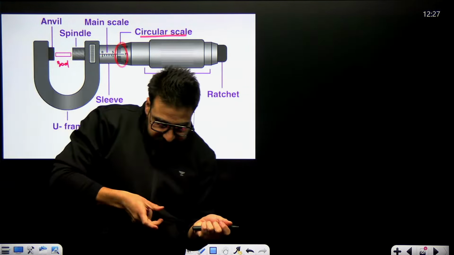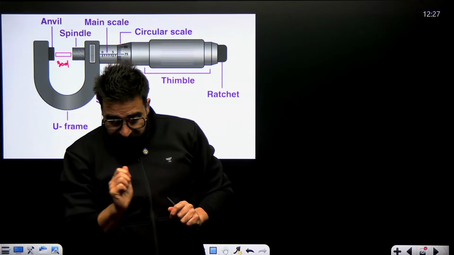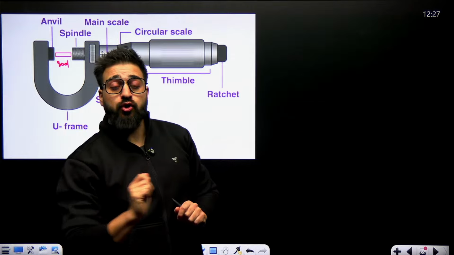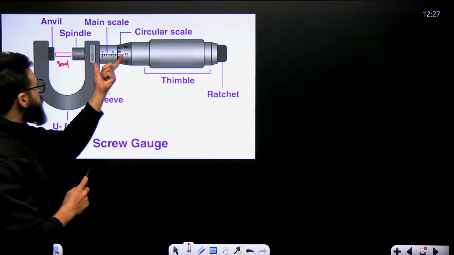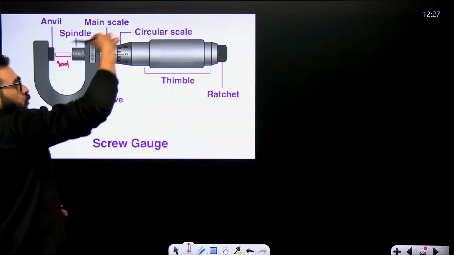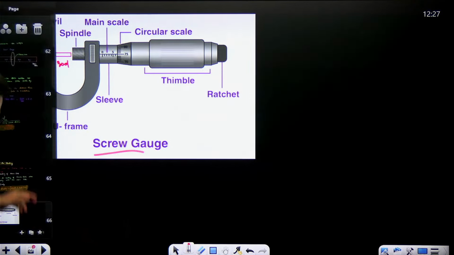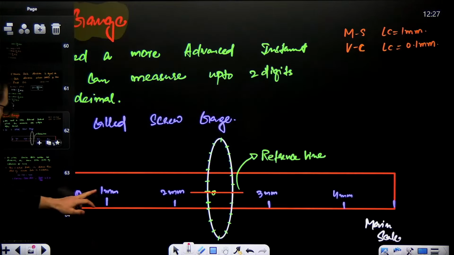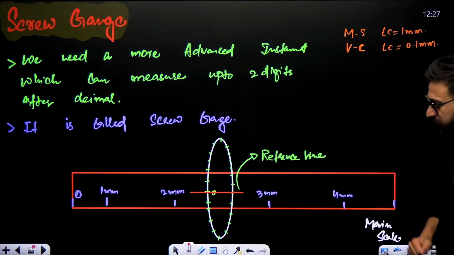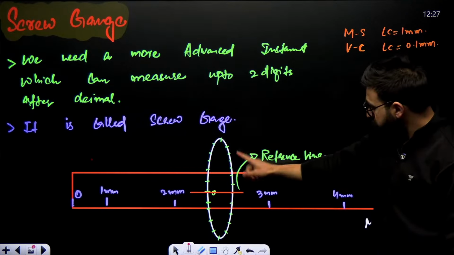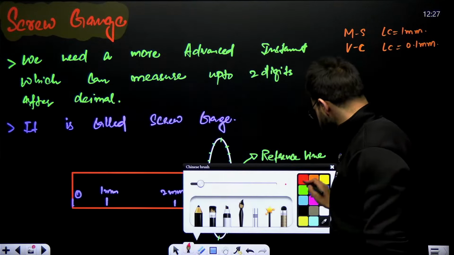This circular scale in this case is rotating. Like in case of the vernier caliper, the vernier scale was sliding, moving forward and backward. Here, this circular scale rotates. This is the screw gauge. Now, let's come over here. This is the main scale, and this is the circular scale over here.